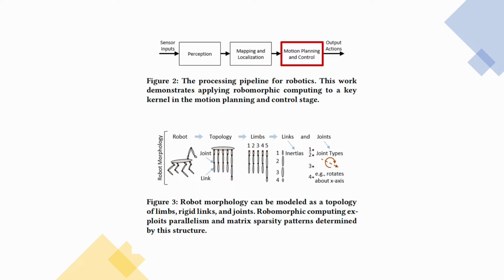They are perception, mapping and localization, and motion planning and control. So these steps are done in sequential order.